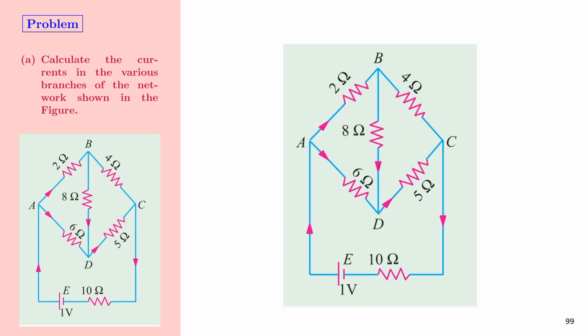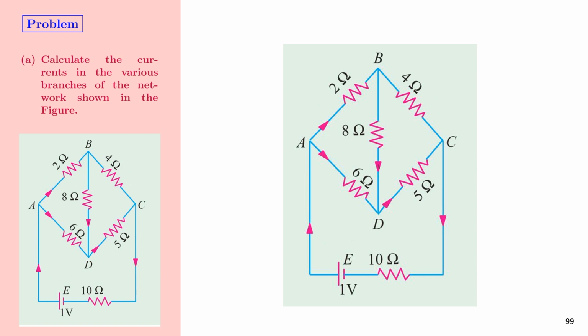Let's do one more problem. This problem has two parts and we will see them one by one. In part A of the problem, we have to calculate the currents in the various branches of the network, which is shown in the figure. So this is a bridge network consisting of resistors and a 1 volt voltage source. The direction of the various currents in the circuit are given, and we have to calculate the currents in the various branches of the network.